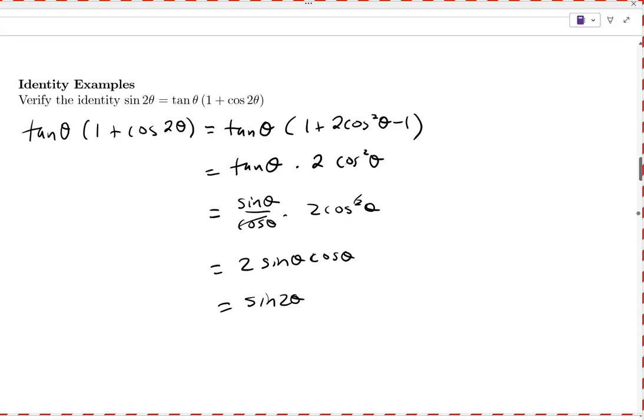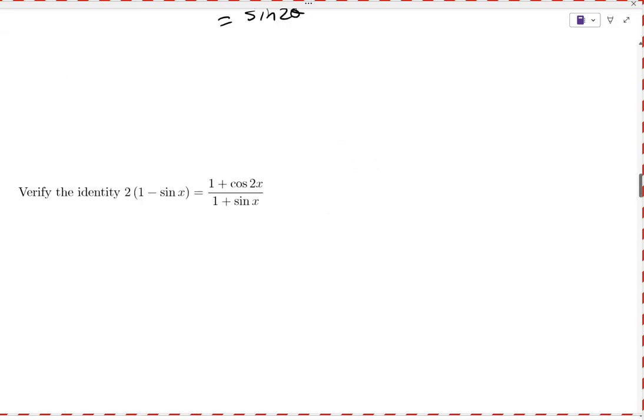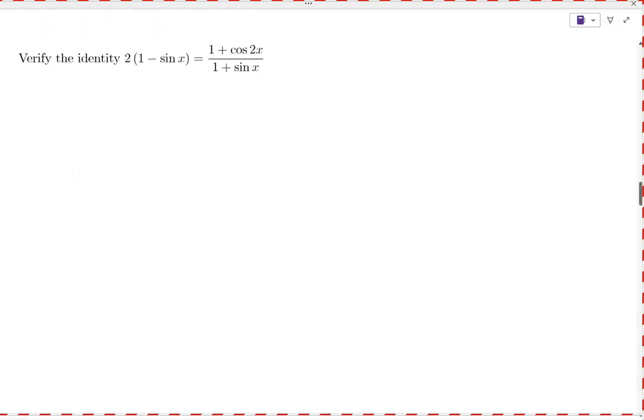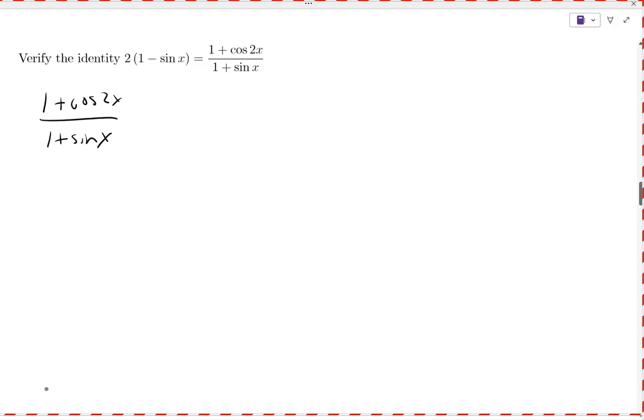Questions on that one? Or is that okay? See if you can do the next one. Work on that one for a minute or two, and then we'll chat about it. Which side did you start on, left or right? The right. Sounds like a good plan. So, what did you try next? I changed it up to 1 plus 2 cosine squared x minus 1, and so on.